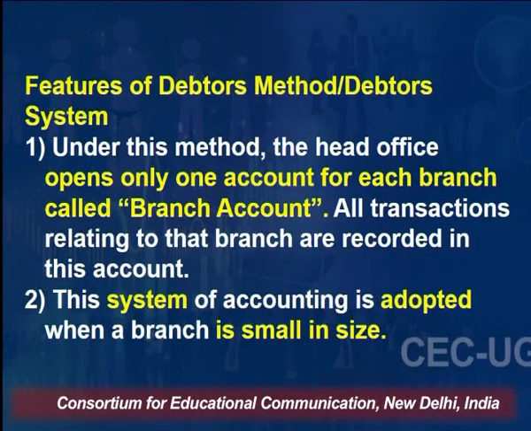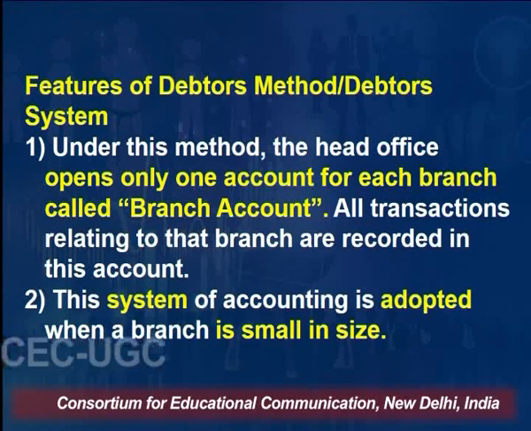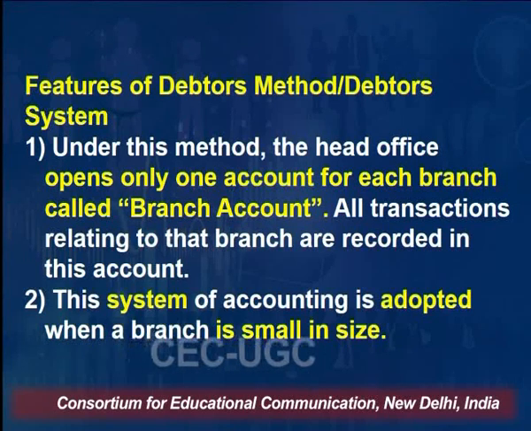Under this system, under this debtors method, the head office opens only one account for each branch. For example, there are 3 branches of head office. One is in Delhi, one is in Mumbai, and one is in Jaipur.